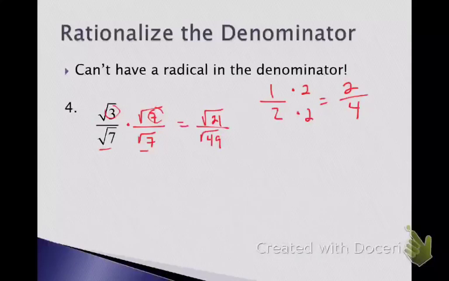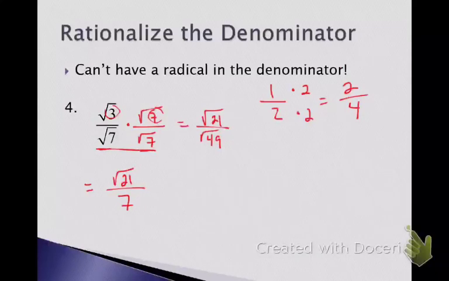Now we can try to simplify. And we know that the square root of 49 is 7, and we can't simplify the square root of 21 because there's no perfect square number that goes into 21, and so we're done. So why did we multiply the denominator and the numerator by the exact same radical that was in the denominator originally? In other words, why did we multiply by the square root of 7 over the square root of 7?